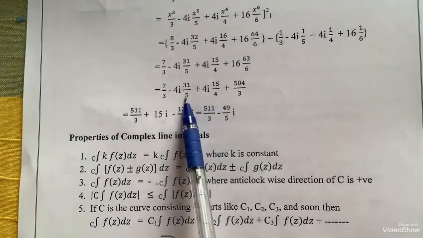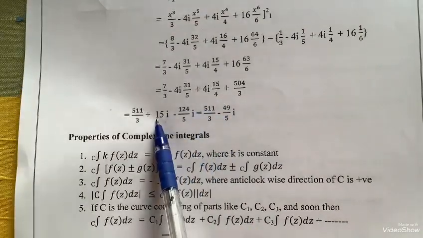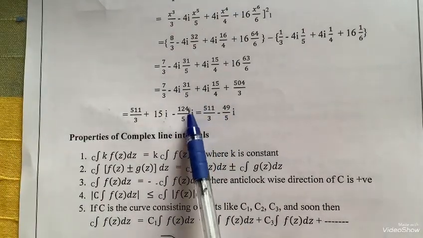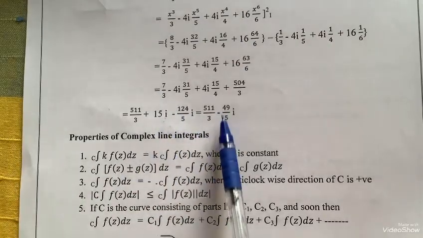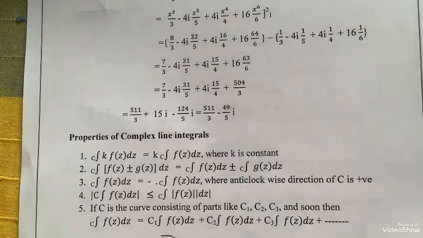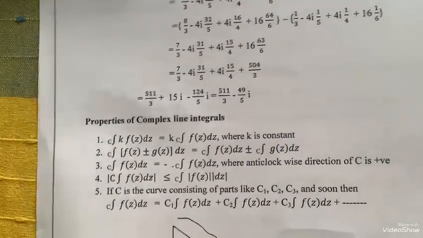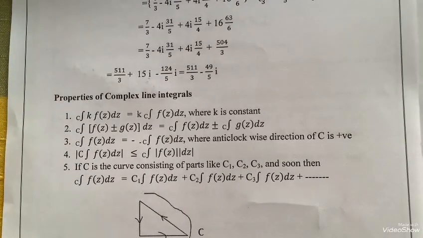You are getting a result, they have solved it. 4 cancelled, 59 they have written first, 59, and this is nothing but minus 124 by 5 i. So totally this becomes 49 by 5 i here. So this will be the value of the integration. You are getting a complex number only. Integration of a complex valued function gives a complex number here.